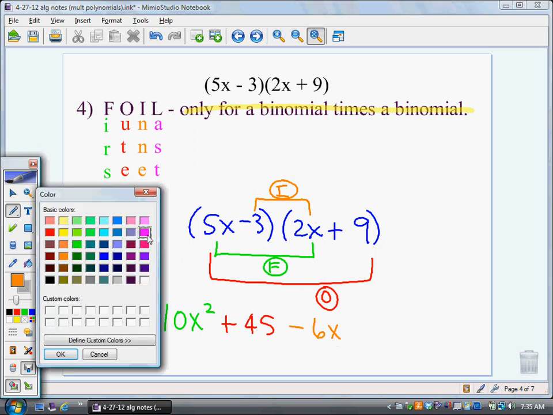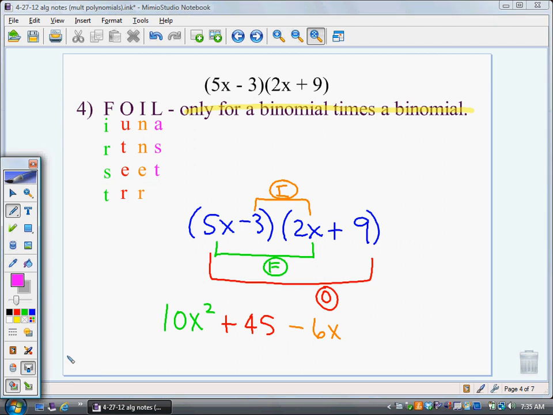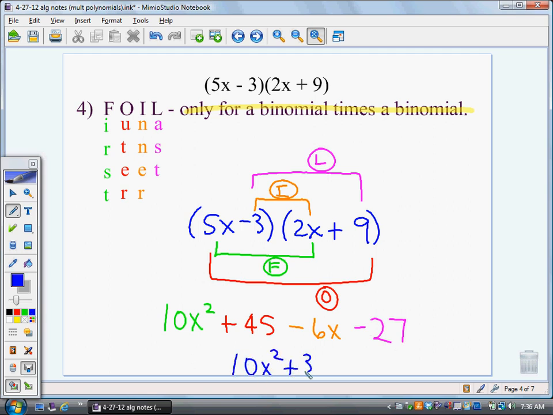And then the L stands for last. And so that's when you're going to take negative 3 times positive 9, and that's negative 27. And then your answer is just, again, combine those 2 middle terms, 10x squared plus 39x minus 27.